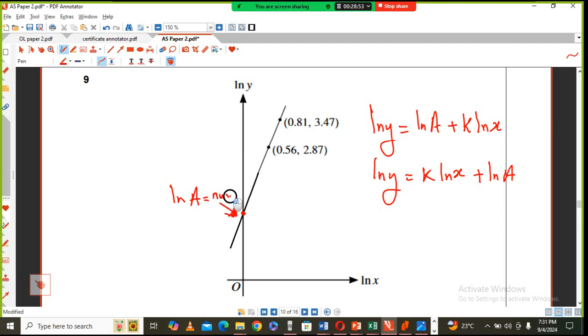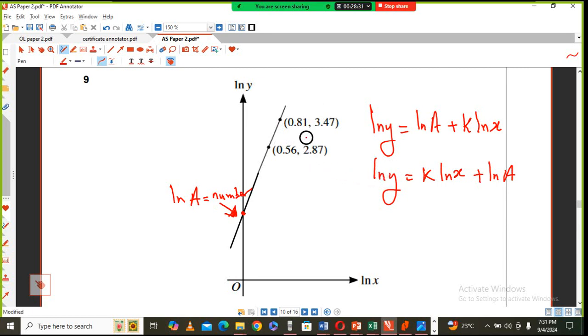Yes. You agree? So it should be a number. Somewhere, eventually after we find the gradient, we are going to plug in the y value of any one of these coordinate points. We're not going to say natural log of that. No, we plug in the y value. Are we together so far?